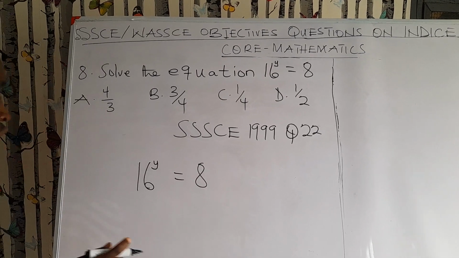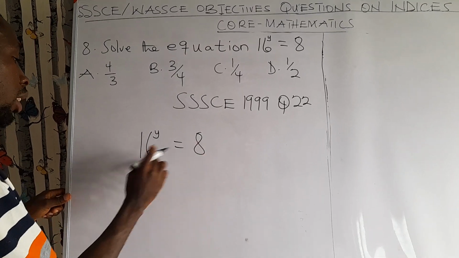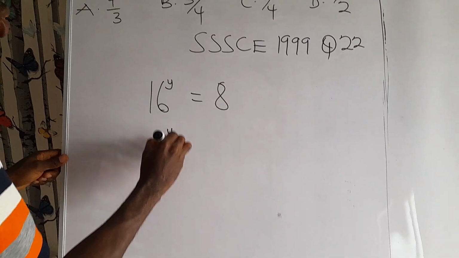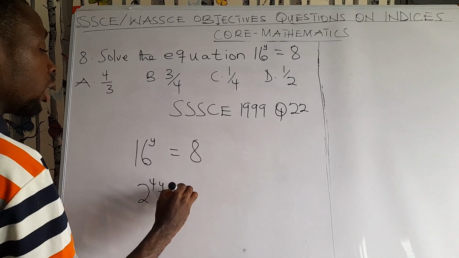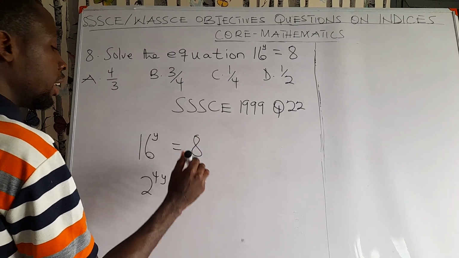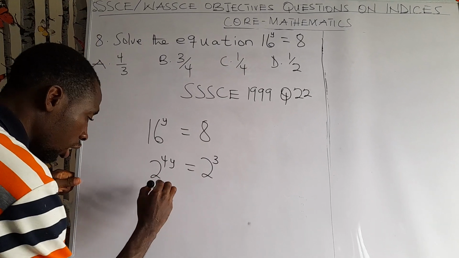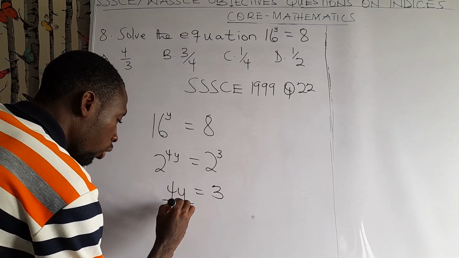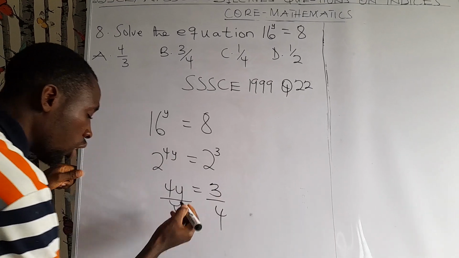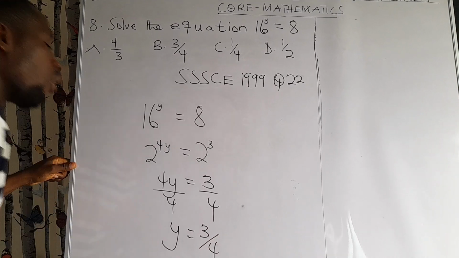Now, you know 2 exponent 4 is 16. So let's change this to have the same base. So 2 exponent 4 is 16, so this will be 2 exponent 4y. Then 2 exponent 3 is 8. Now the bases are the same, so we can equate the exponents. We divide both sides by 4 to get our y. So y will be equal to 3 over 4.